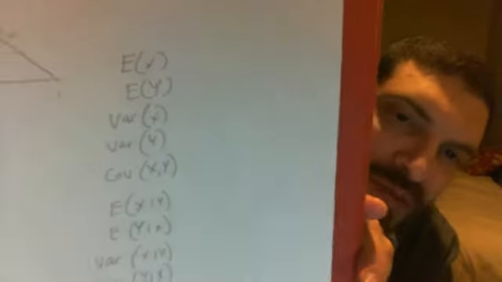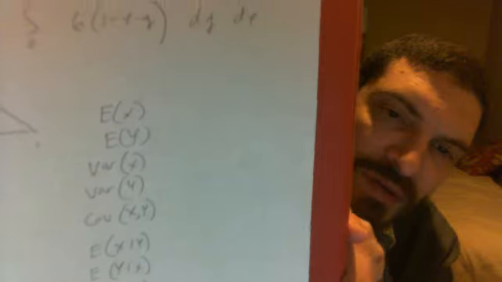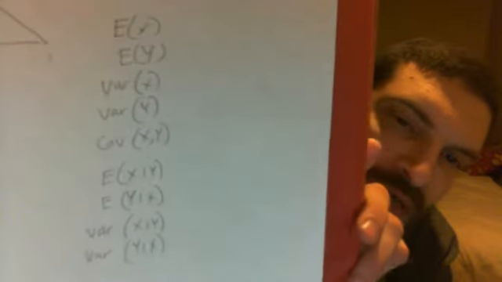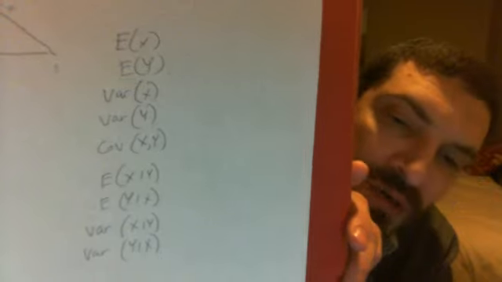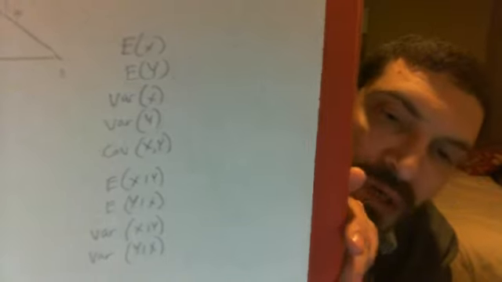As you see here, the list: E[X], E[Y], variance X, variance Y, covariance XY, E[X given Y], E[Y given X], variance X given Y, variance Y given X. So we begin with number 1. Let's start with E[X].